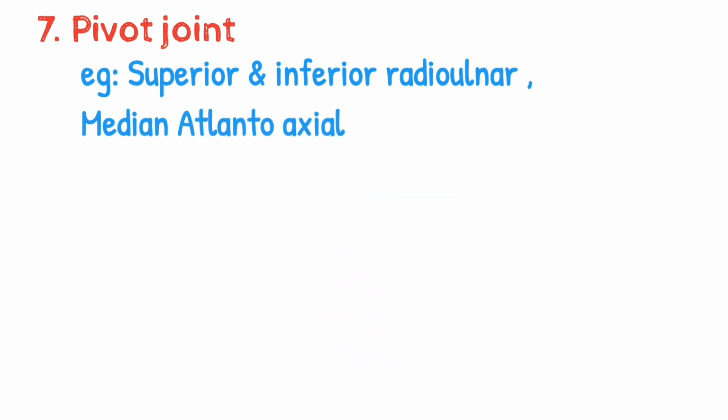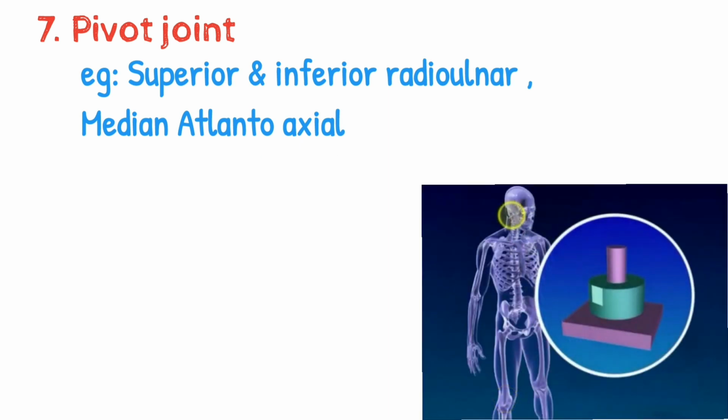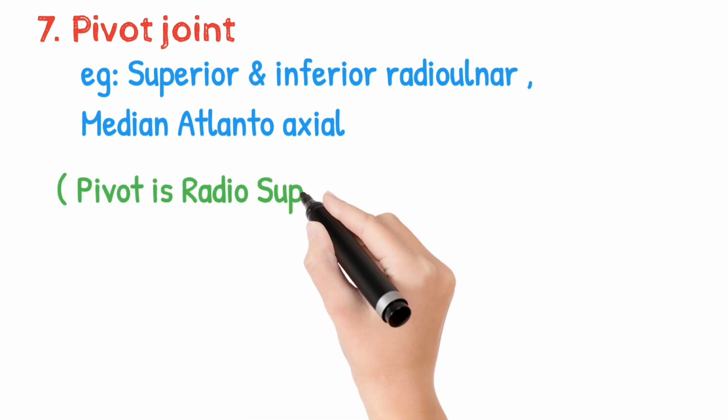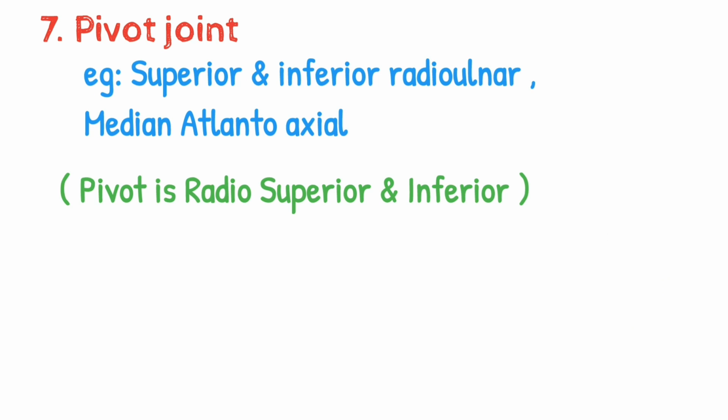Now, the pivot joint. Examples are the superior and inferior radioulnar joint and the median atlantoaxial joint. It allows movement parallel to the longitudinal axis of the bone. The mnemonic would be: pivot is radio superior and inferior. Remember it. Pivot is radio superior and inferior.